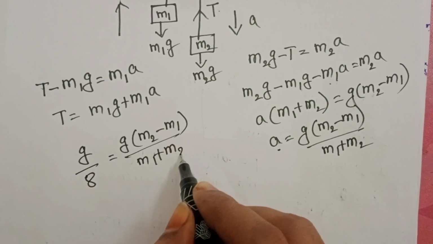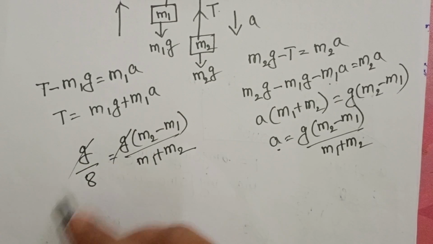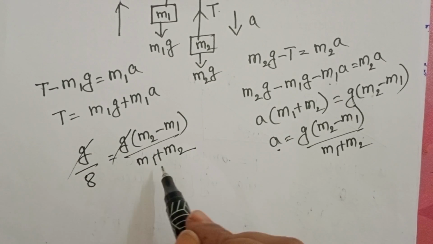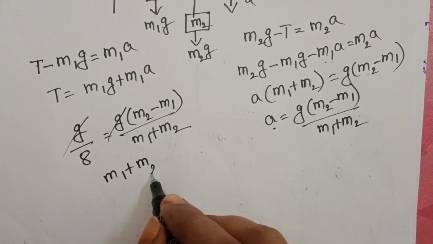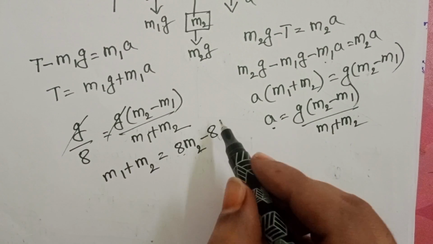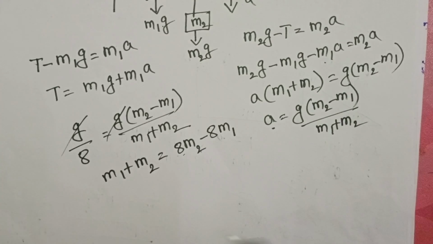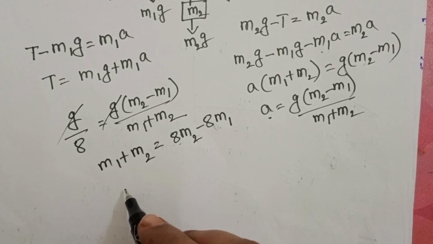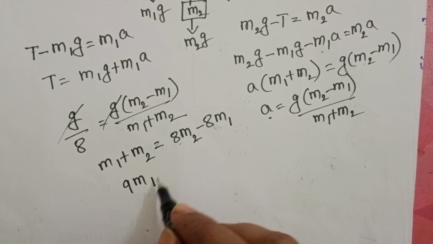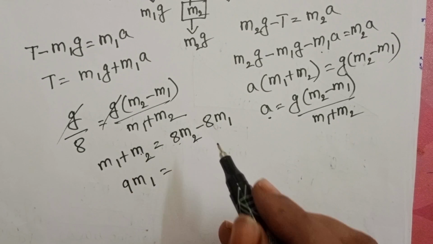Here we have to find out the ratio of the masses. Here g gets cancelled. Take the cross multiplication to calculate the ratio of the masses. m1 plus m2 equals 8 m2 minus 8 m1. Now minus 8 m1 comes to the LHS side. It becomes 9 m1, and plus m2 goes to the RHS side.